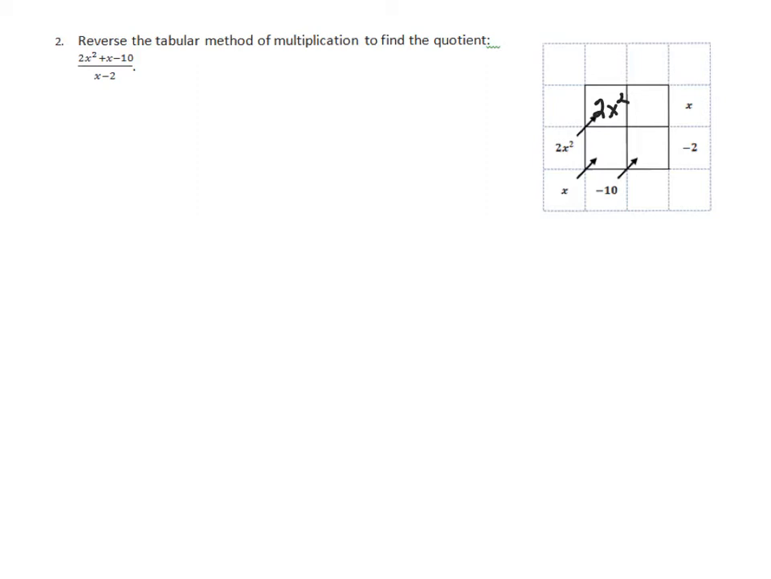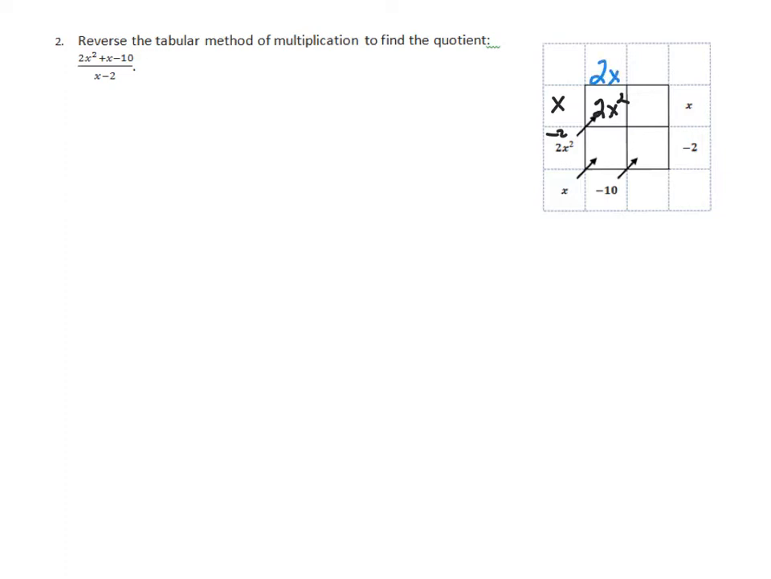Now in this particular example, the x minus 2 is set up on the right side. You could also have set it up over here, x minus 2 on this side. I just didn't want it to get confused with this labeling of the diagonals. So let's go ahead and say, what do I need to multiply x by to get 2x squared? Well, that of course is going to be 2x.